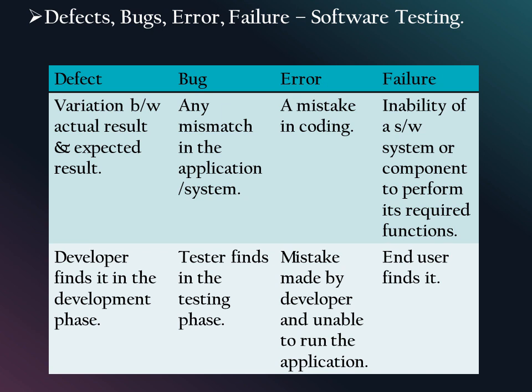Now the second difference. Who finds the defect, bug, error and failure? Developer finds the defect, tester finds the bug, again developer finds the error because it occurs during coding. When we encounter an error, the application will not run successfully until it is corrected or rectified. It will throw some error. End user finds out the failure.